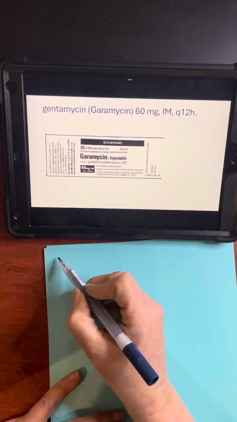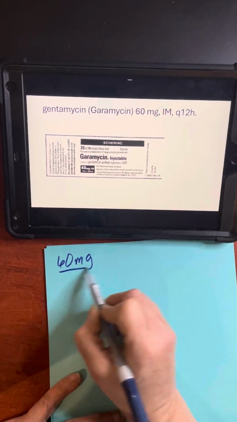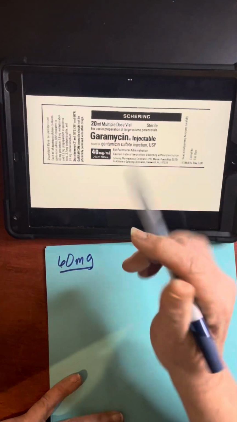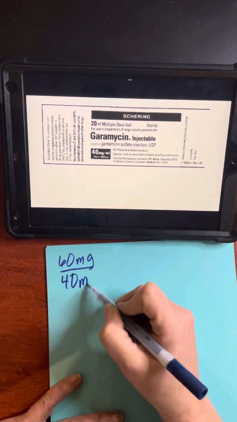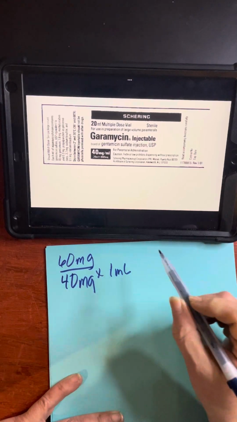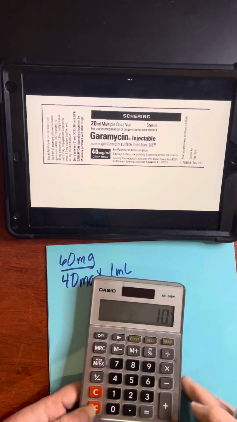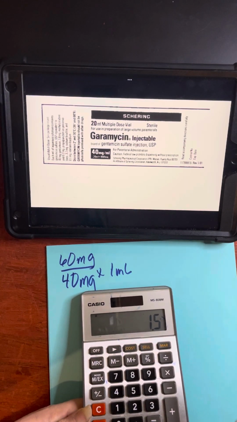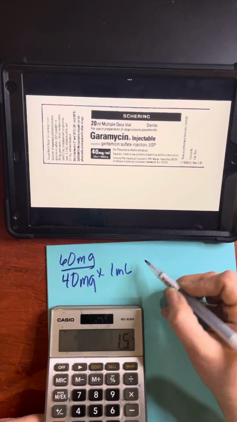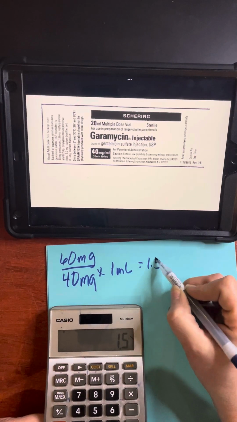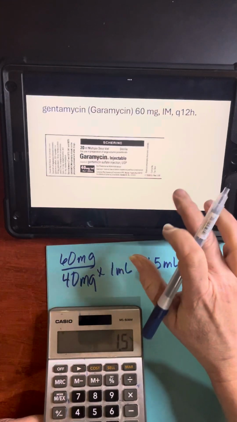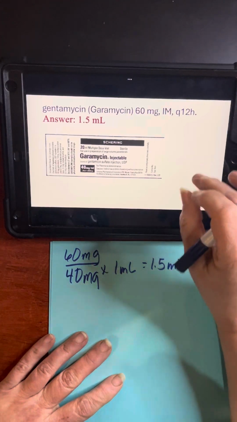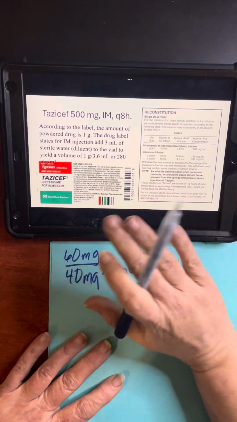So what he wants is 60 milligrams. What we have is 40 milligrams per 1 mL. 40 milligrams per 1 mL. And then we're doing the math. 60 divided by 40 equals, if it had been something else there, we'd have multiplied it by this number, but we're giving him 1.5 milliliters. Boom. Boom. Yeah, we are. Like Olympic gold medalists.